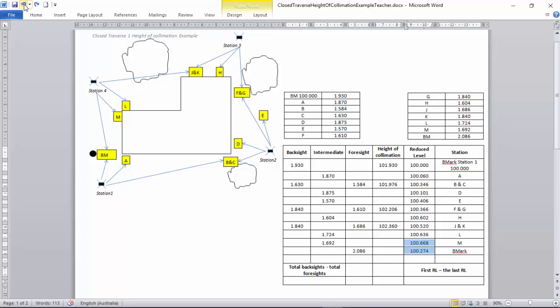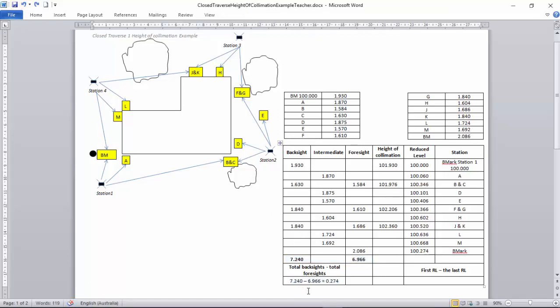Okay, then what we have to do, we have to make sure we've recorded everything correctly. So we have two formulas that we have to do. We have total back sights minus total fore sights, and the first RL minus the last RL. So when we do that, our total back sights are 7.240, our total fore sights are 6.966. So when we take that away from each other, we get a total of 0.274.